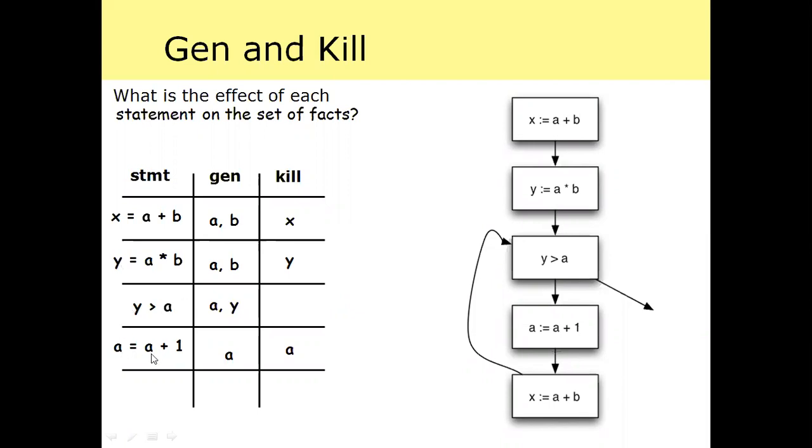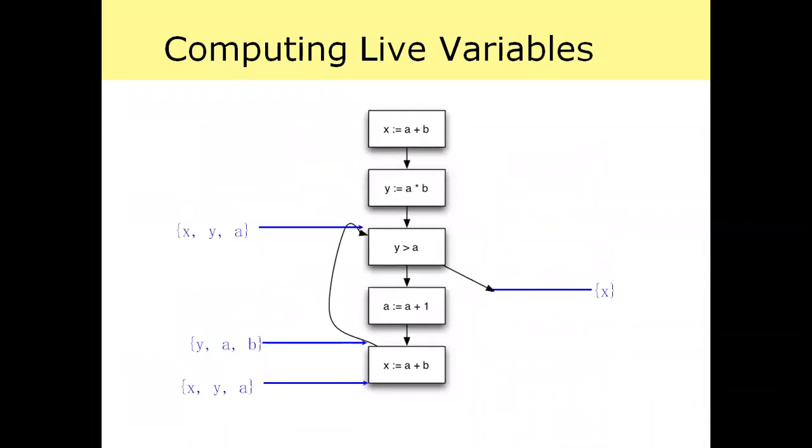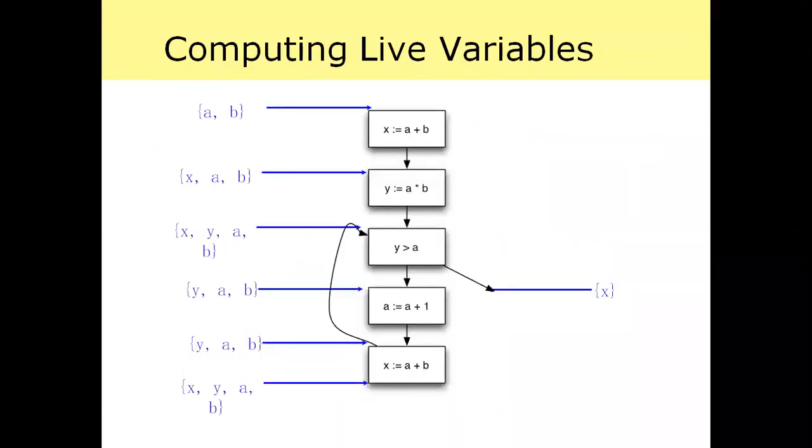And then here with the computation, we are using only the variable a with the constant 1, so the value is defined with a. So a, b, y are all generated variables, and x, y, and a are the killed variables. And this is the computing of live variables. After performing the computation by using the equations, then we get this.